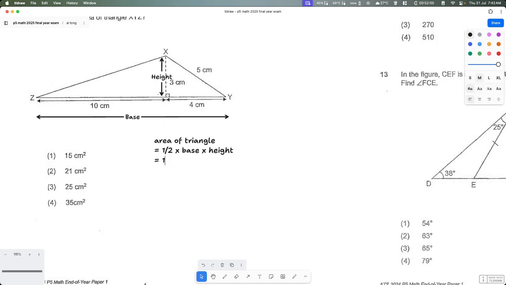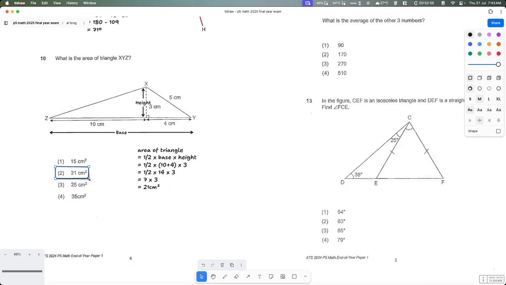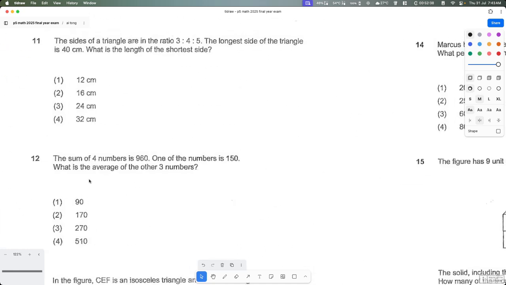So half times what's the base? 10 plus 4. And then what's the height? The height is 3. So we can move this here. Half times 14 times 3. So half times 14 is 7, times 3. This will then become 21 centimeter square. And the answer to this is number 2 for question number 10. Pretty straightforward. Let's move on to the next question.